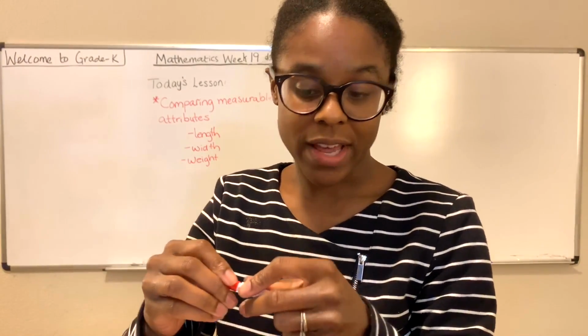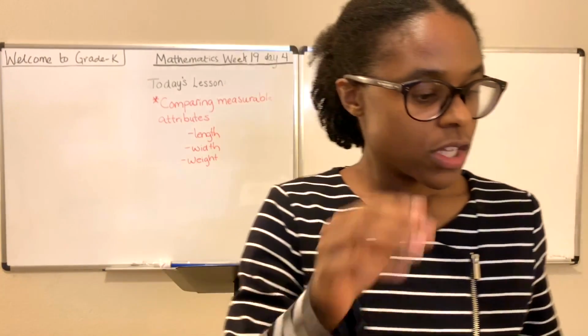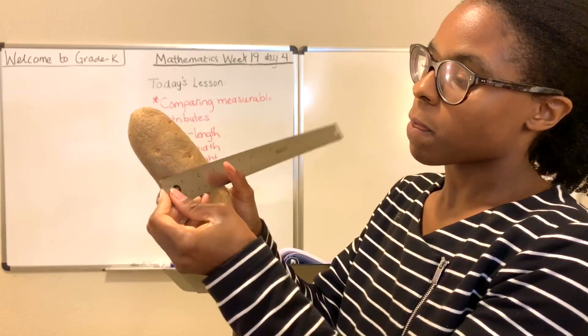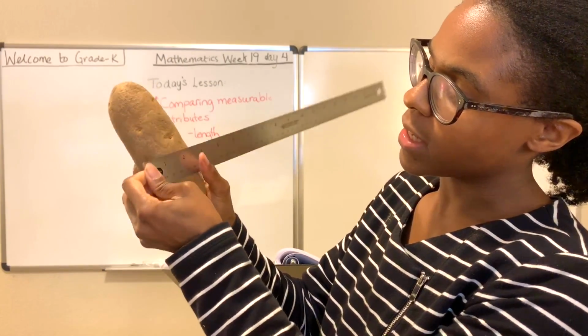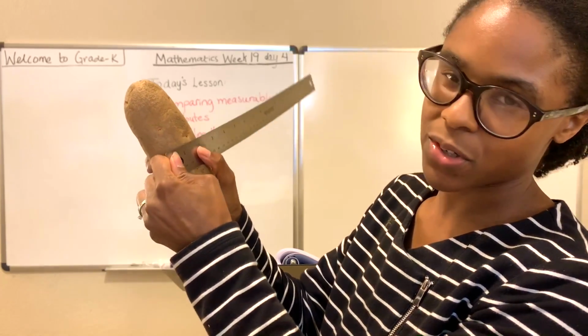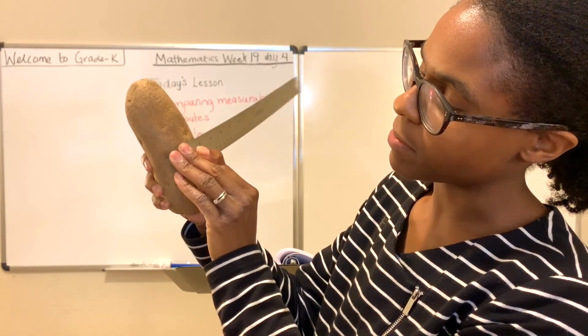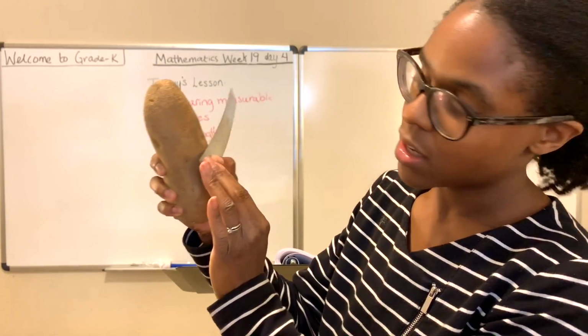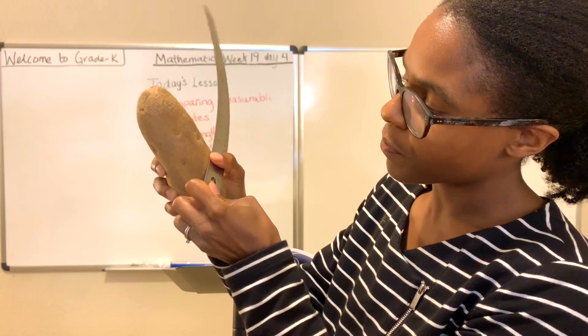Okay, let's look at width. So we have the brown potato again. What we're going to do, you can have mom or daddy help you with this if it's a little bit difficult to manage 2 objects at the same time. But we're just going to put our ruler here. We're just going to get an estimate of the width of the potato.